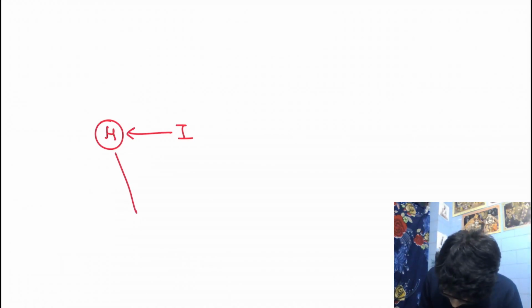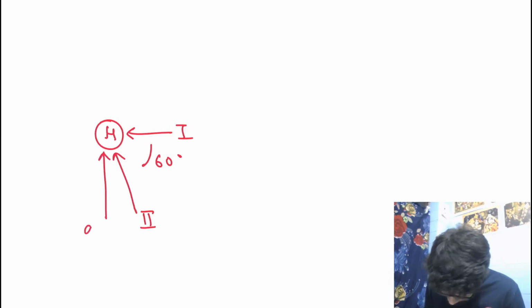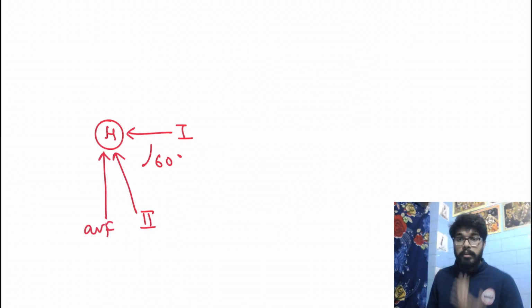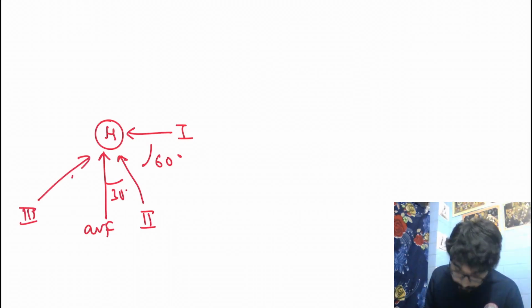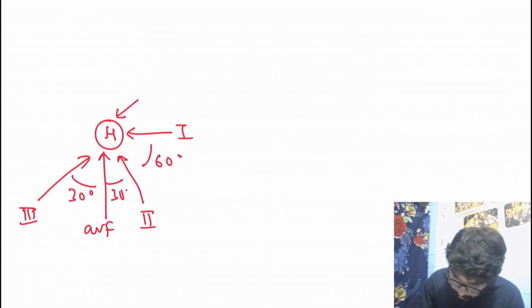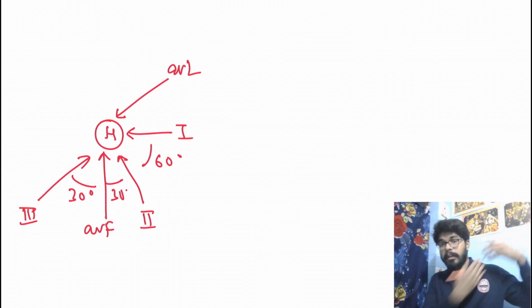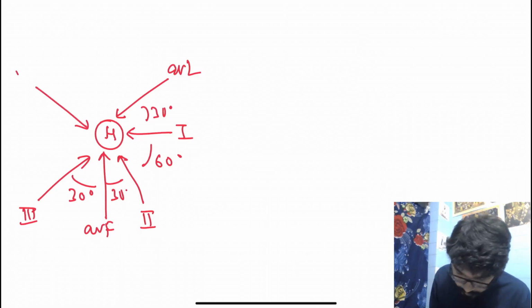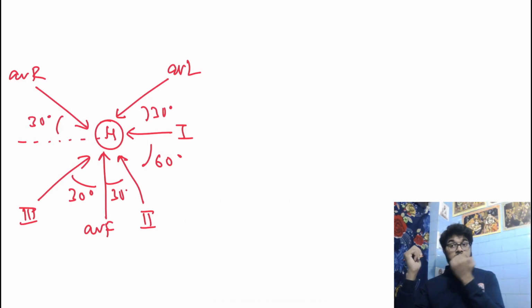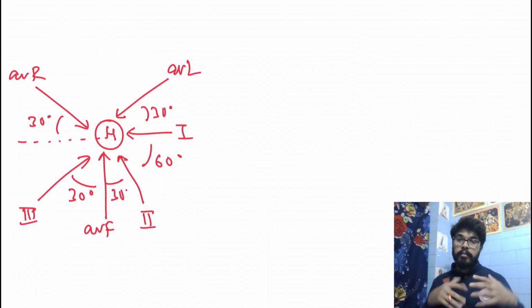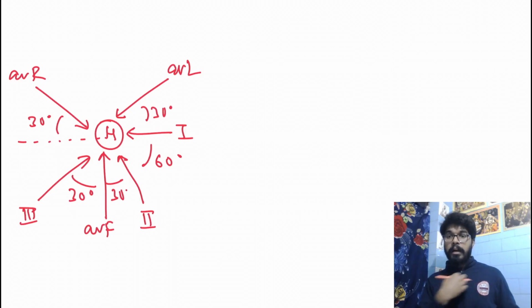Lead 2 will look from over here, making an angle of 60 degrees. Then we have lead AVF from the foot, from below. This is lead 3, again making an angle of 30 degrees. Over here we have lead AVL looking from the left upper side. And we have AVR, which makes an angle of 30 degrees from the horizontal. So these are the limb leads. This is how the heart is looked at vertically.